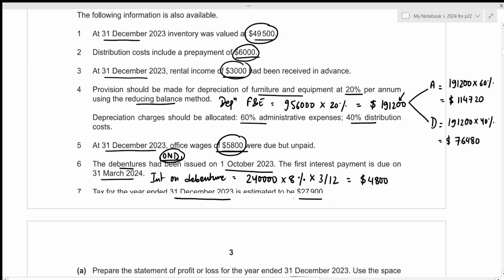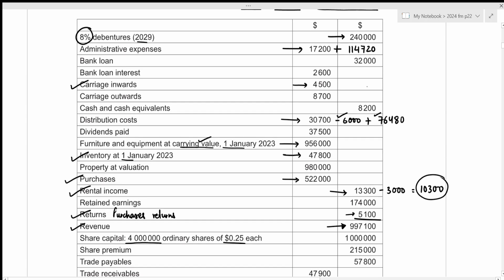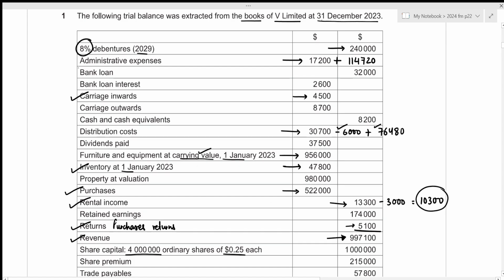Now we have the distribution costs. We have made some adjustments to the distribution costs. We have made adjustments for the closing prepayment and then included the depreciation on furniture and equipment. Now we also need to look for any other distribution costs. Let's start from the top. We have the administrative expenses. That's a separate heading itself. We have bank loan interest. Any interest will always be part of our finance cost, so this will not be included within the distribution cost. We have carriage outwards, which will be included as part of our distribution costs. Let's add the value of 8,700.